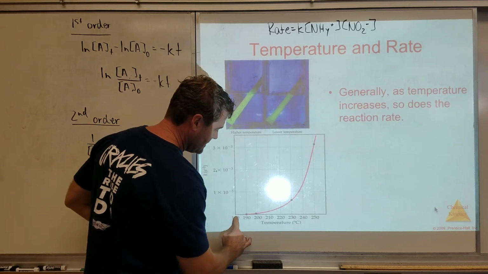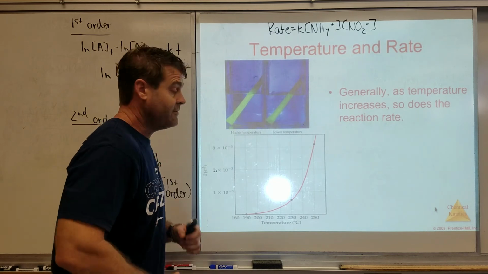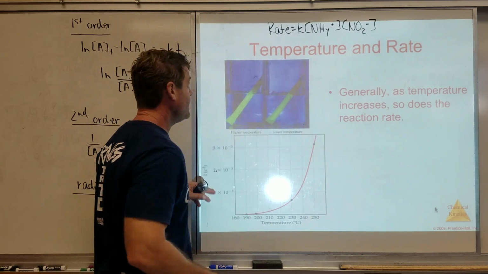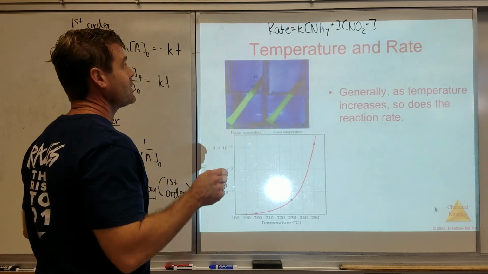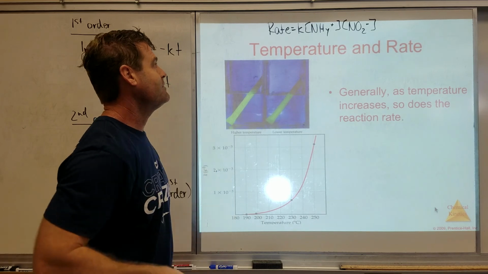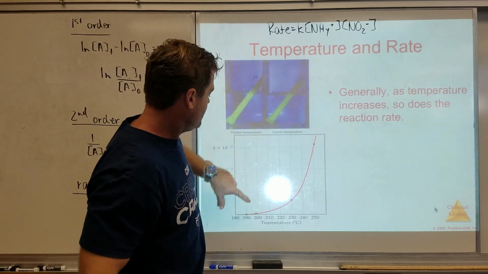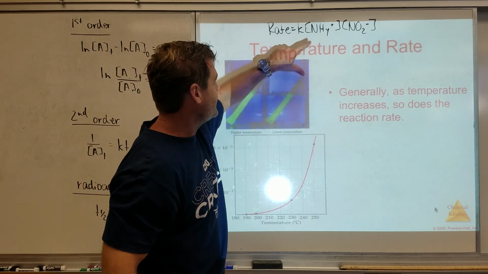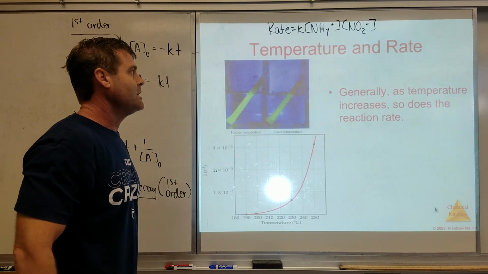You guys notice, as the temperature increases, the faster the reaction rate. That has an effect on the K value. So basically, if you're going to state the rate of a reaction, you probably have to indicate at what temperature, because the K value is temperature dependent. The higher the temperature, the higher the K value, the higher the K value, the faster the reaction rate.